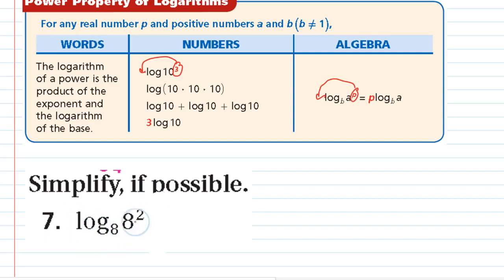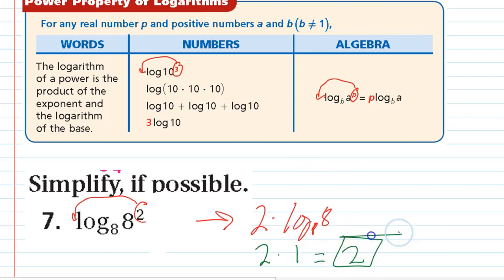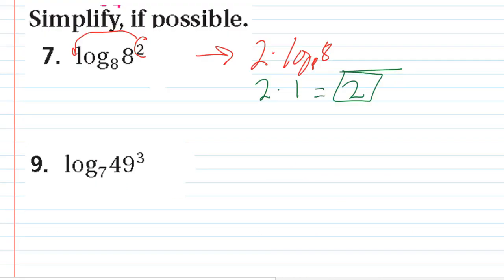I have log base 8 of 8 to the power of 2. So what I do is I take that 2 and I move it to the front. And now I have 2 times log base 8 of 8. We just said that log base 8 of 8 is equal to 1, so that gives us 2 times 1, which is 2 as our answer. That's all you do. All right, let's take a look at another one.